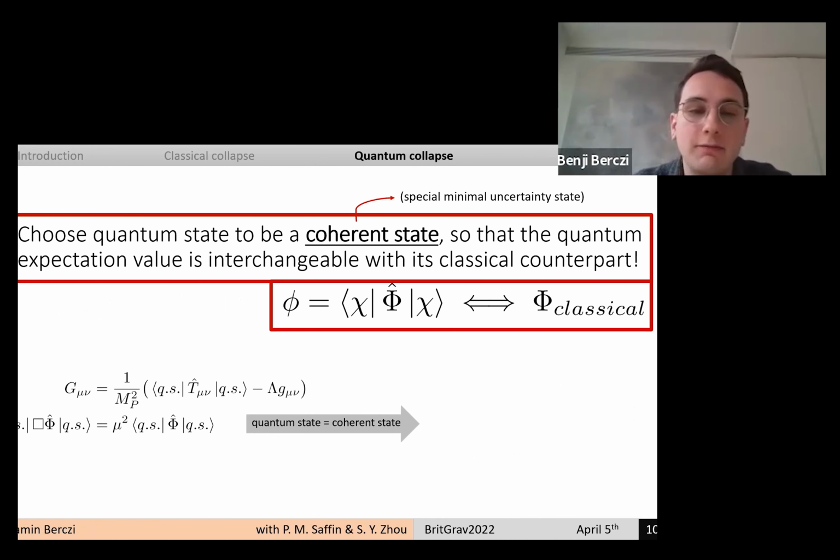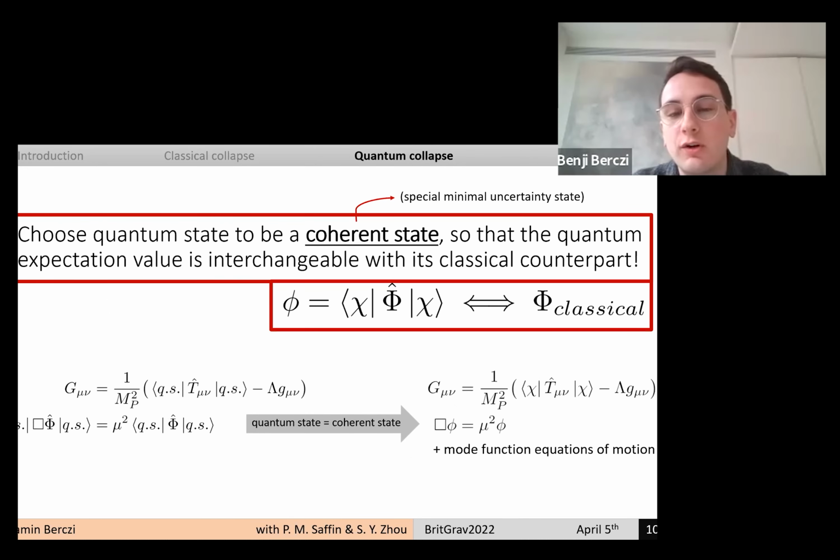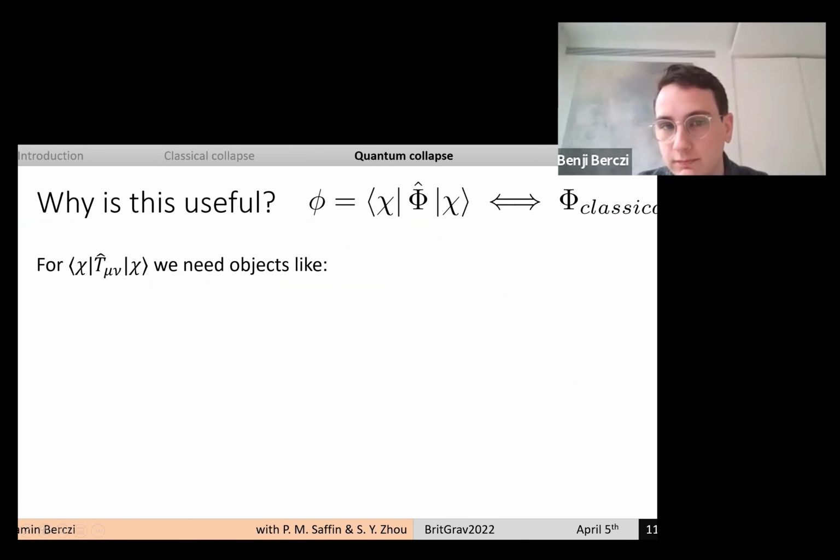So our field equations using the coherent state become these. And so this looks very similar to the classical case, but we just have some extra mode function equations of motion. So why is this useful?